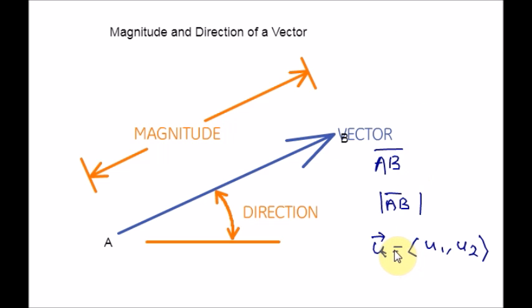Now let us see the formula to find the magnitude of a vector. For this vector, let us find the magnitude. I'll give you the formula first. Here is the formula: square root of u1 square plus u2 square.